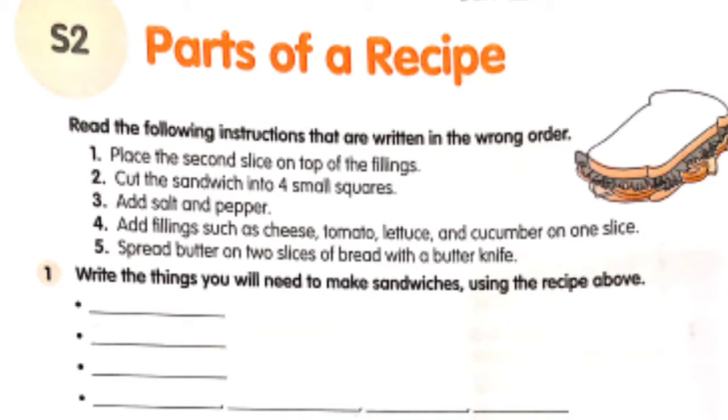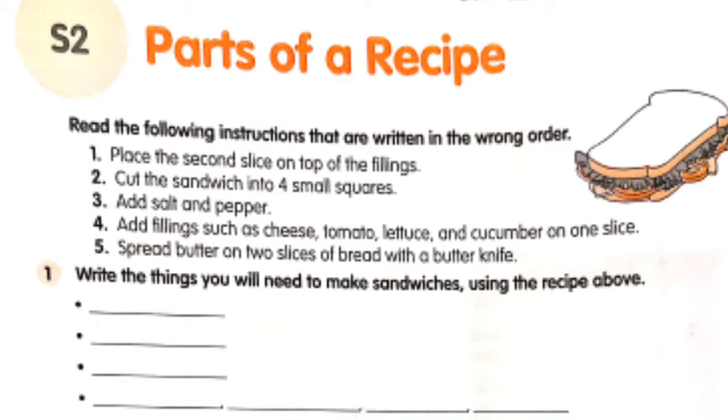Place the second slice on top of the fillings. Cut the sandwich into 4 small squares. Add salt and pepper. Add fillings such as cheese, tomato, lettuce and cucumber on one slice. Spread butter on 2 slices of bread with a butter knife. So what will you do? You will put all these instructions in a correct order, means which things should be done at first and then and next and finally.